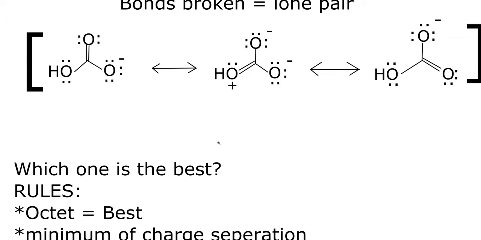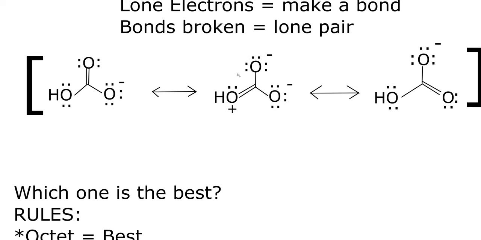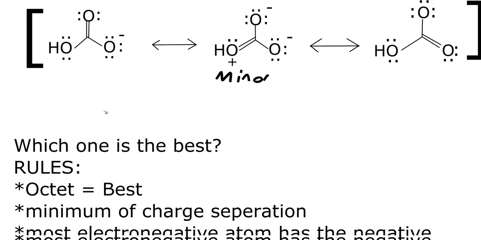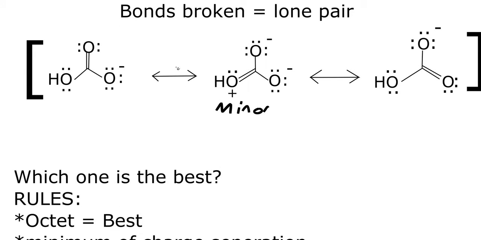Okay, then what? Minimum of charge separation. So we can automatically get rid of the middle one because it has charge separation here, a plus and a minus, and a plus and a minus here. So it's 2 instances of charge separation. So this one would be our minor. So who would win the tie between these two? Well, let's keep looking. Most electronegative atom has the negative, meaning oxygen is the most, if you look at the periodic table, the most electronegative atom. Say there's a nitrogen in here as well. If the negative was on the nitrogen, that would not be good because we want it on the most electronegative atom, which is oxygen. So it's on there.